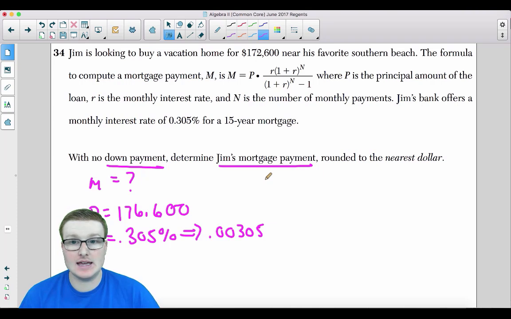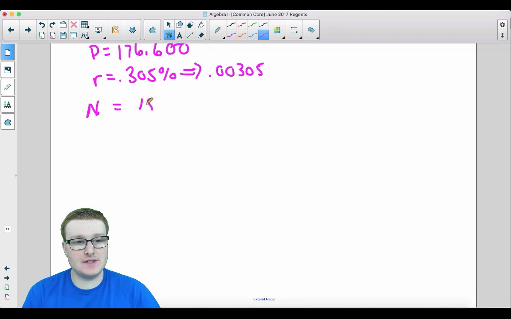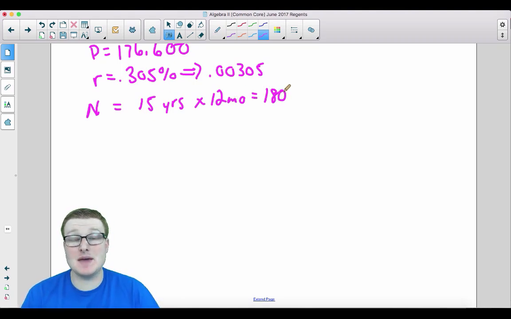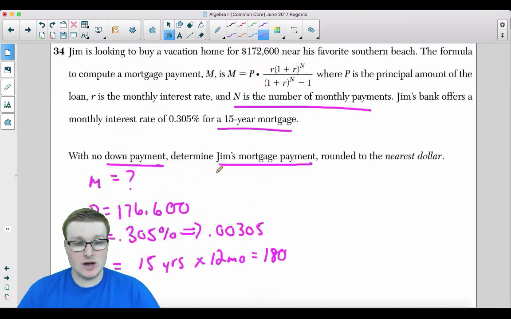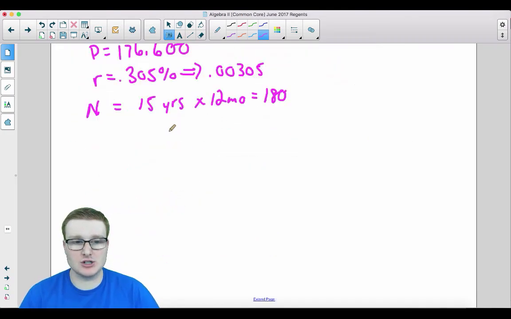Then we have, let's see, capital N. Capital N is the number of monthly payments on a 15-year mortgage. Capital N is going to be 15 years multiplied by 12 months because they're asking for the monthly payment. So 15 times 12, that is 180 payments. You just take the 15 years times the 12 months in a year, you get 180 payments. So let's go ahead and plug all this information into our formula and calculate the mortgage.